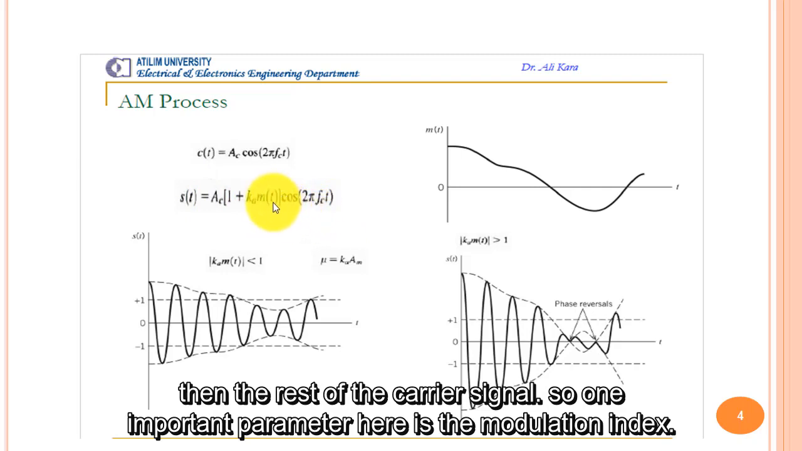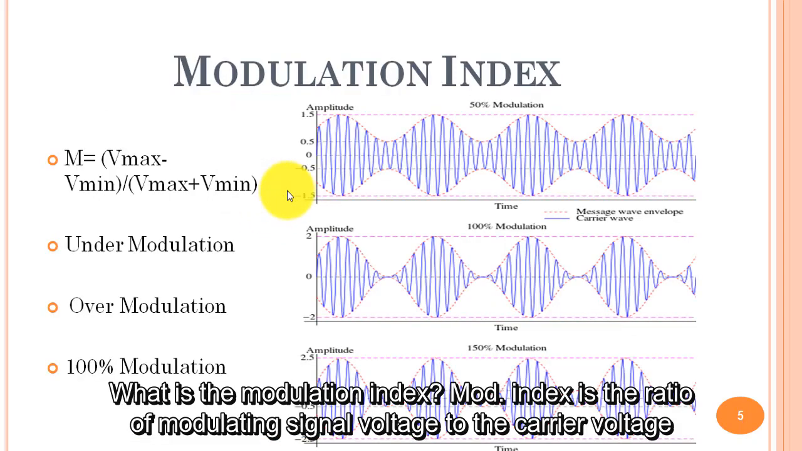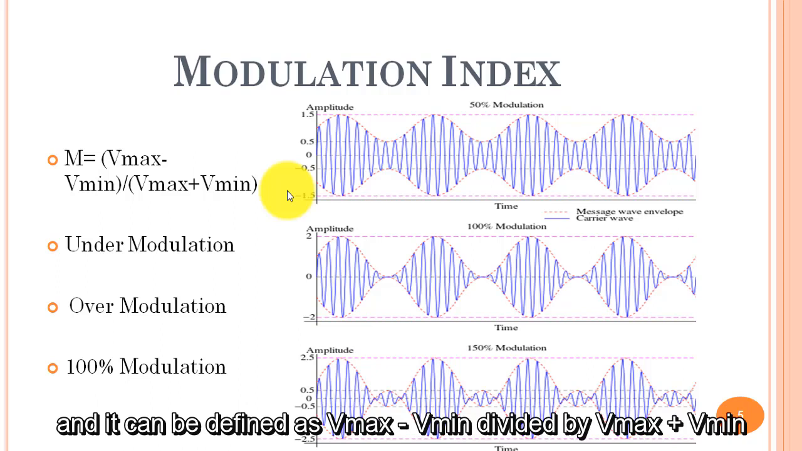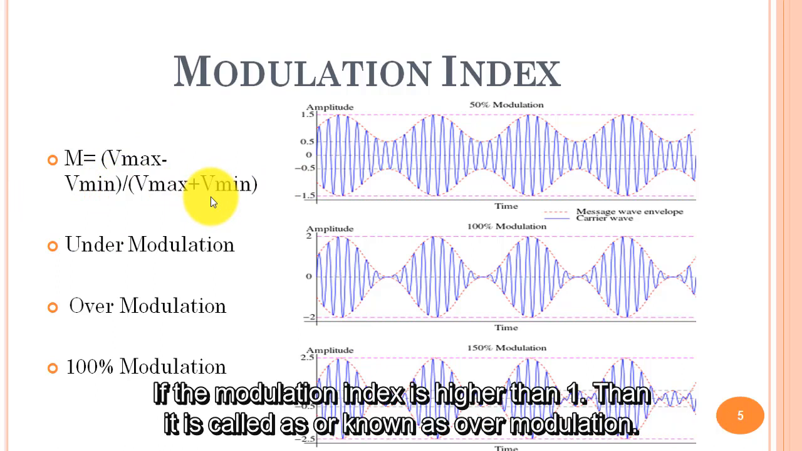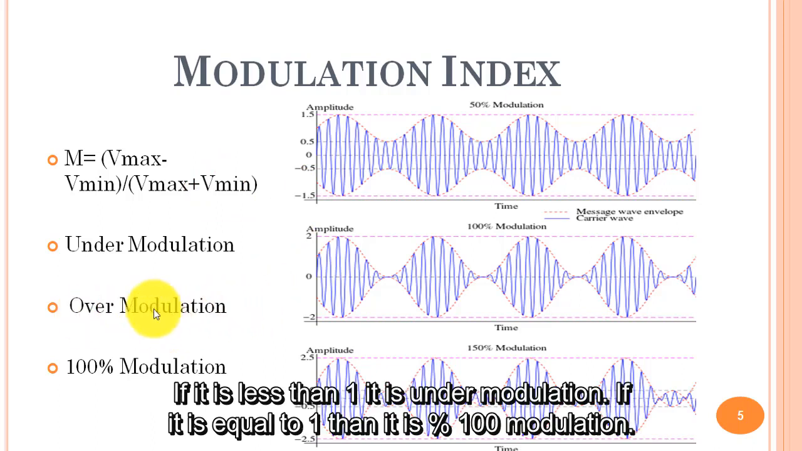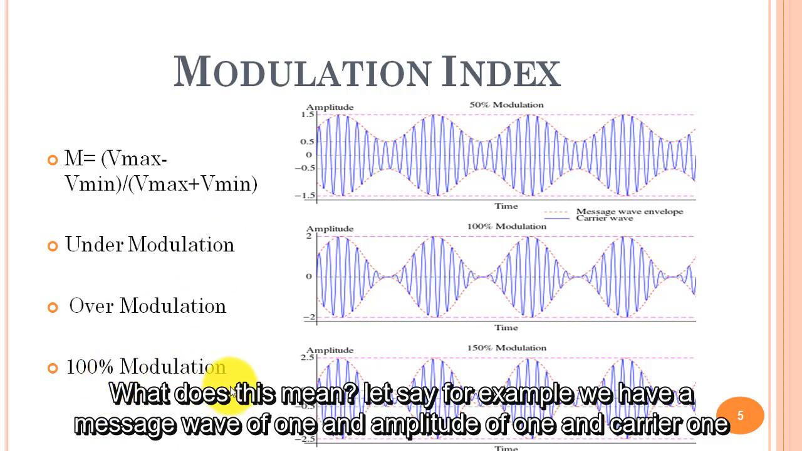One important parameter here is the modulation index. What is the modulation index? The modulation index is the ratio of the modulating signal voltage to the carrier voltage, and it can be defined as Vmax minus Vmin divided by Vmax plus Vmin. If the modulation index is higher than 1, it is known as over modulation. If it is less than 1, it is under modulation, and if it is equal to 1, then it is 100% modulation. What does this mean?